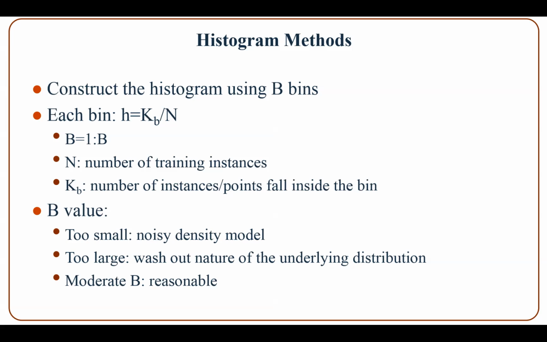The value of b is crucial. If b is too small, then you may get a noisy density model, and if b is too large, then it may wash out the nature of the underlying distribution. So b should be chosen reasonably.